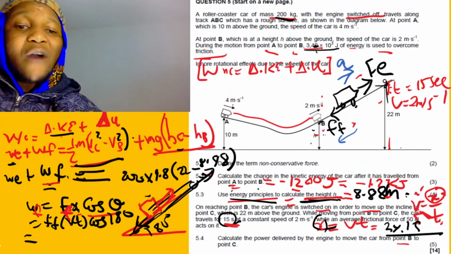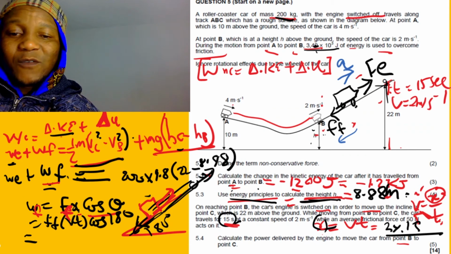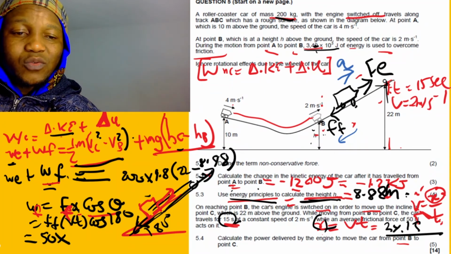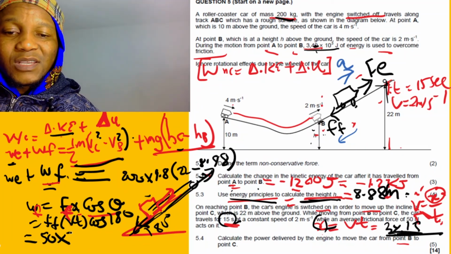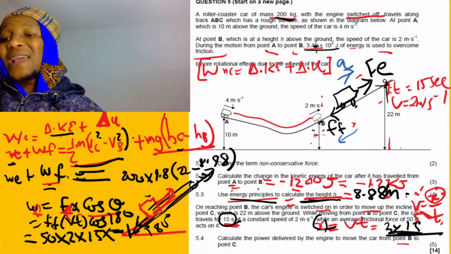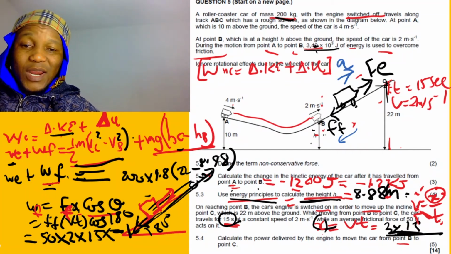What is the friction force? Our friction force means it's moving the opposite. Our friction force equals 50 times velocity. What is our velocity? 2 times 15. It's just 2 times the time, 15, times cos of the angle. What is the angle? Cos of 180 equals negative 1. And you can plug that into the calculator.